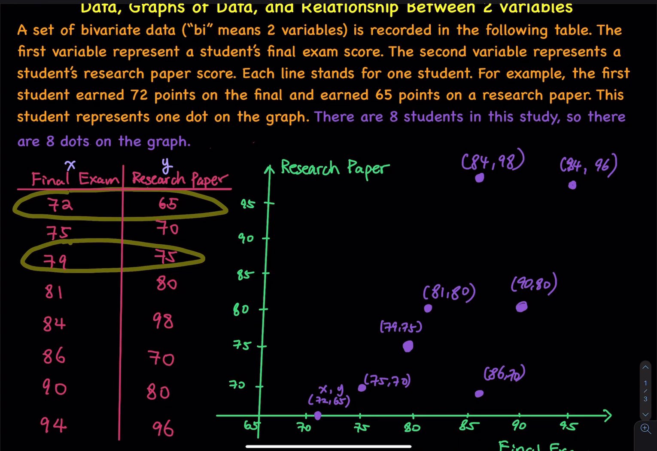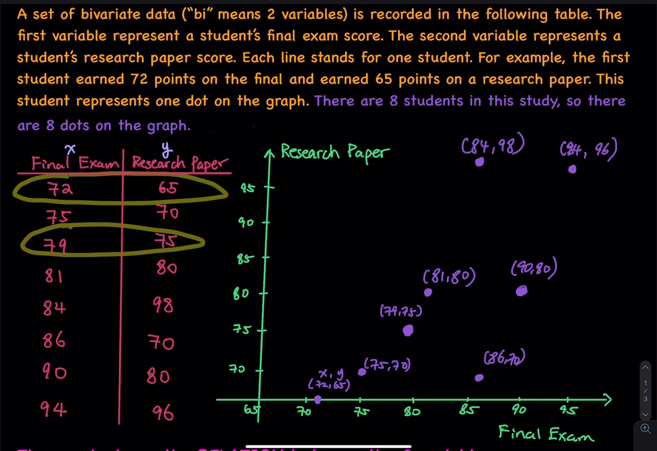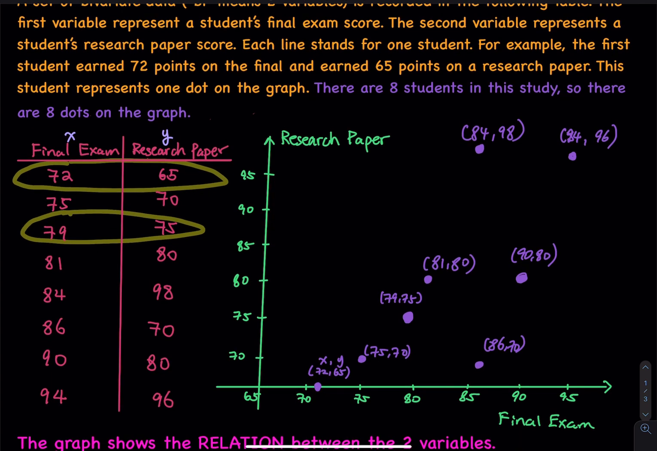So on the graph, you see two axes, right? The horizontal axis represents final exam. The vertical axis represents research paper. And then I scale the horizontal and the vertical axis. So the first student, 72, 65, is one dot on the picture. So where is that dot?